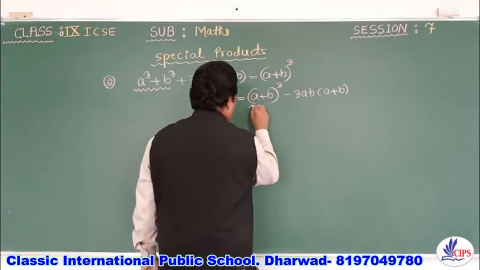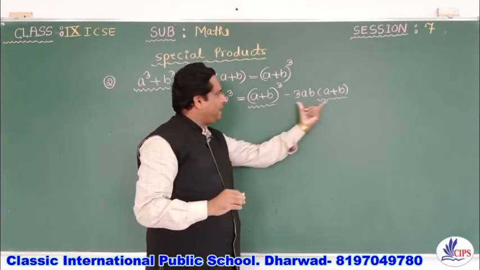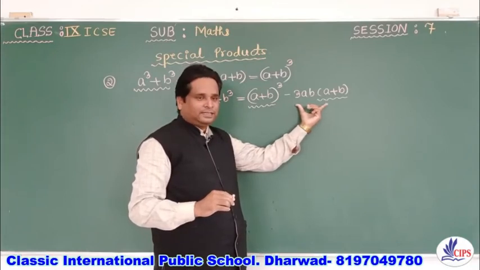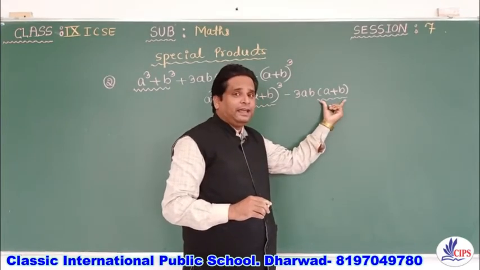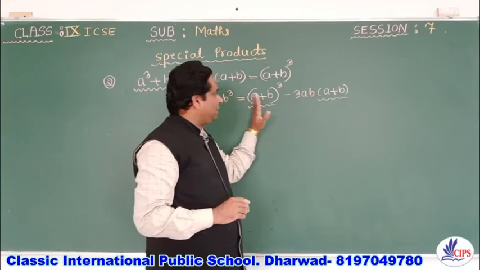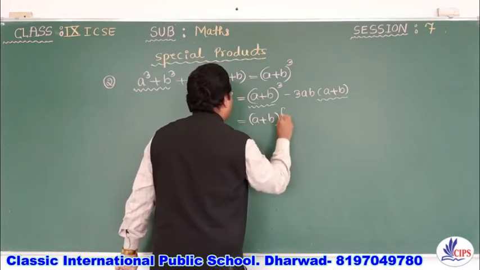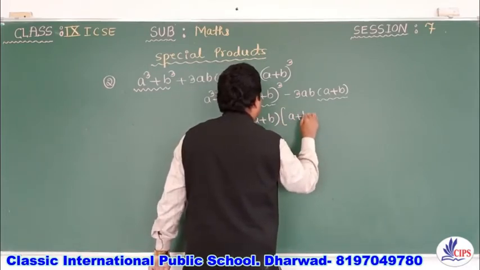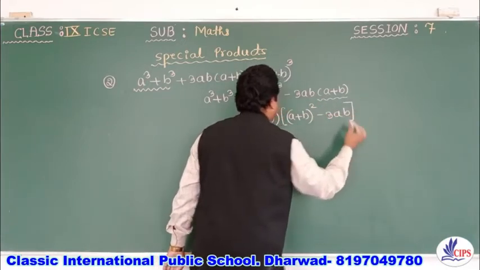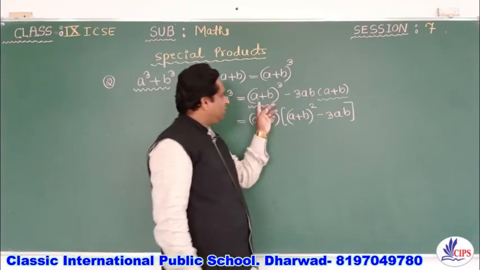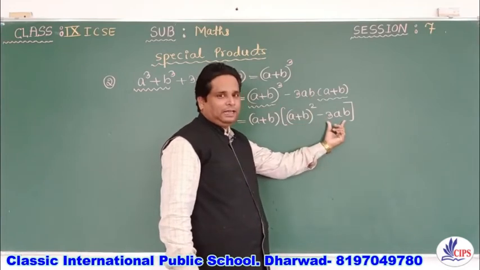In this, (a + b) can be taken common outside. In (a + b)³ and minus 3ab(a + b), we can take (a + b) common. If I take (a + b) common outside, what remains? You will get (a + b)² minus 3ab. If I take (a + b) common, what remains here? (a + b)², and this minus 3ab I'll keep as it is.